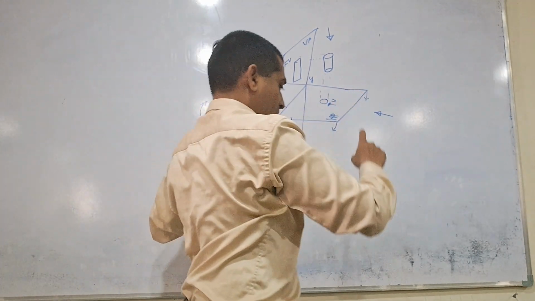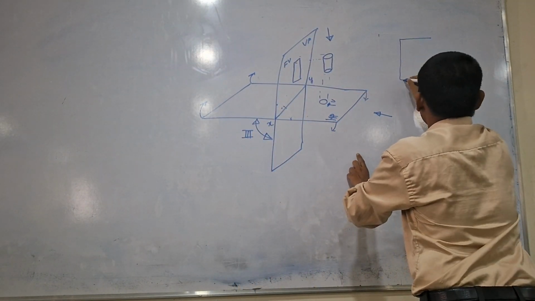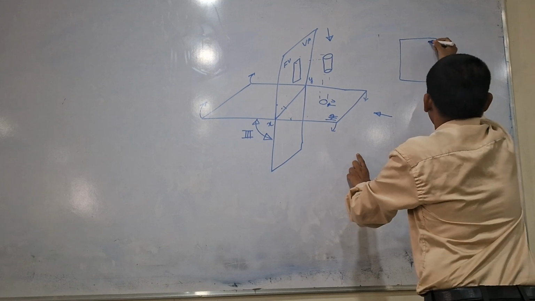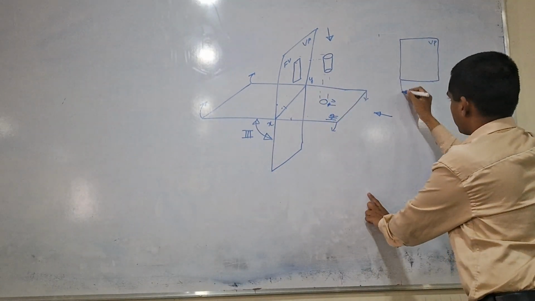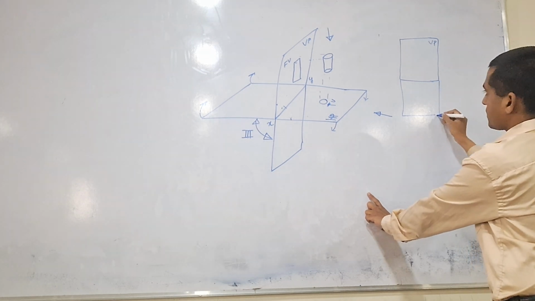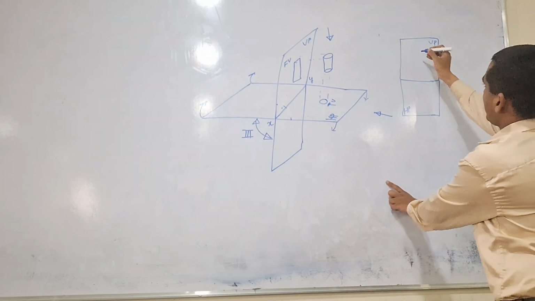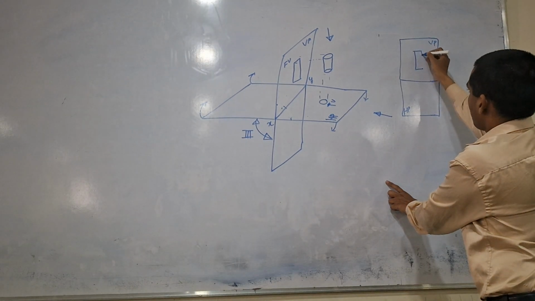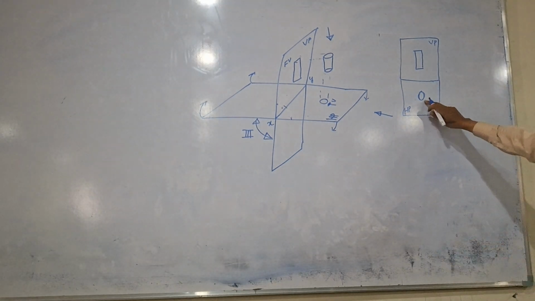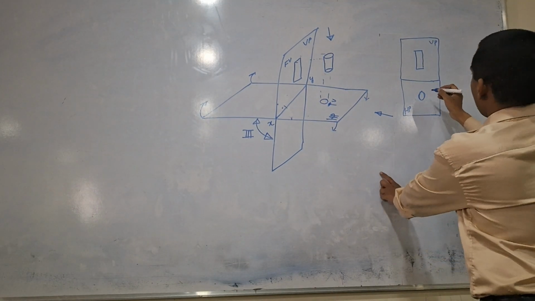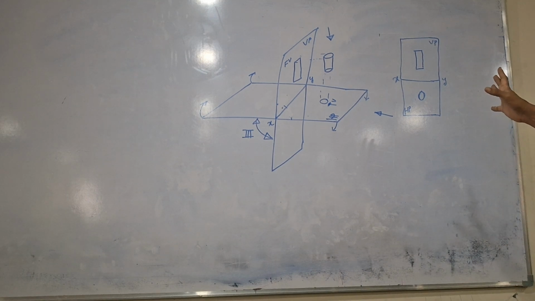Now the same thing we are representing here. The same VP plane I am drawing here. After rotating this HP plane like this, I am drawing that. This is the HP plane. Here it is: this is the front view, and this is the top view, which is nothing but the circle here. This is the XY reference line. Is it clear? Understood now?